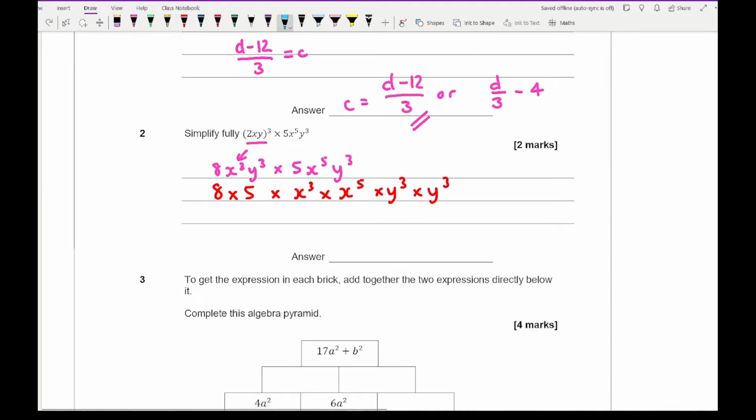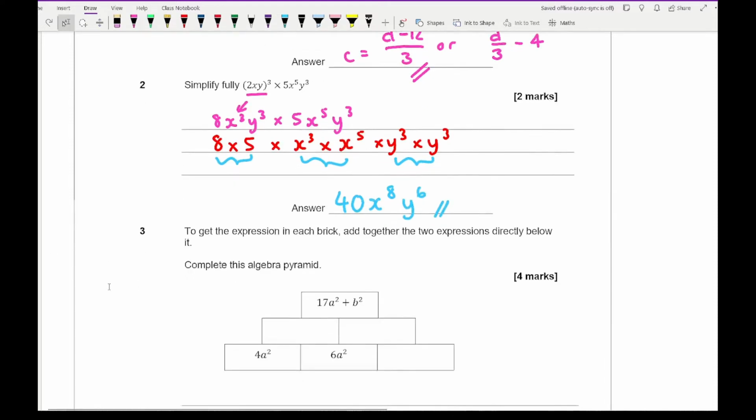So then looking at these individually, we've got 8 times 5, which is 40, then x cubed times x to the power of 5, so we add the powers, so that becomes x to the power of 8, and then we do the same with the y's, so 3 plus 3 is 6, so it gives us 40 x to the power of 8 y to the power of 6.